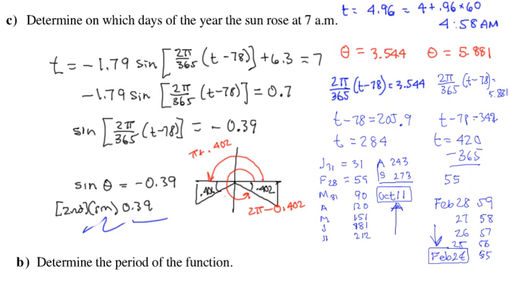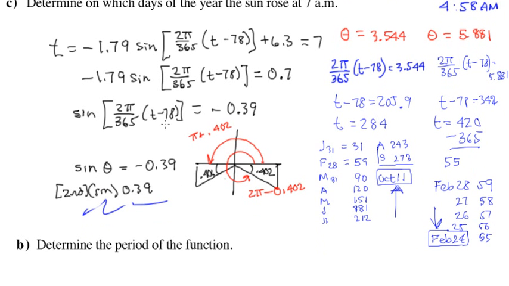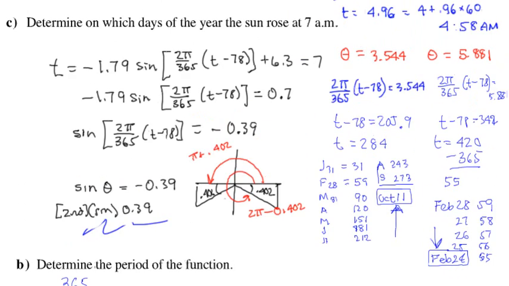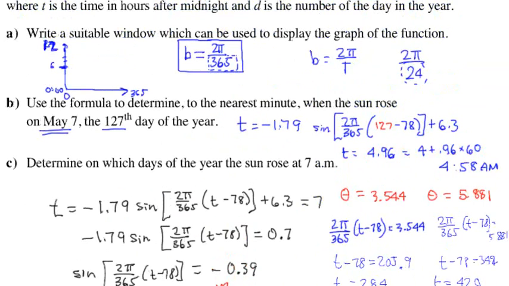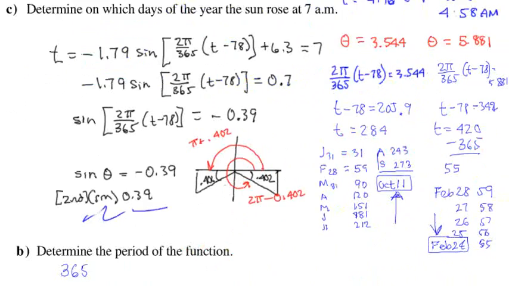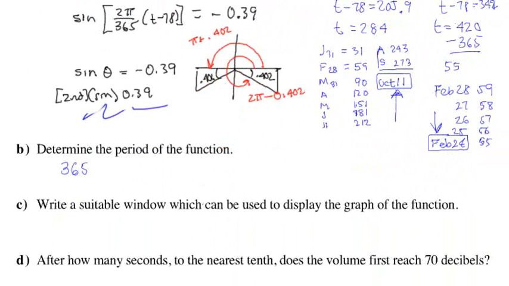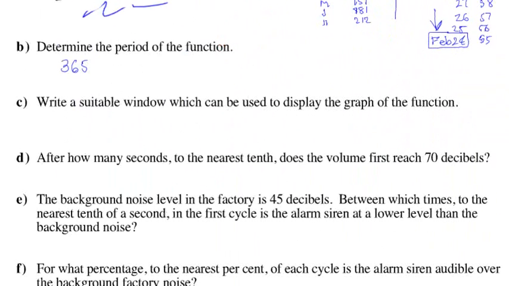Now, determine the period for this function. I ruined the surprise there. The period is 365 days. They told us that by using that customized value for B. Write a suitable window that would display this graph. We did that.